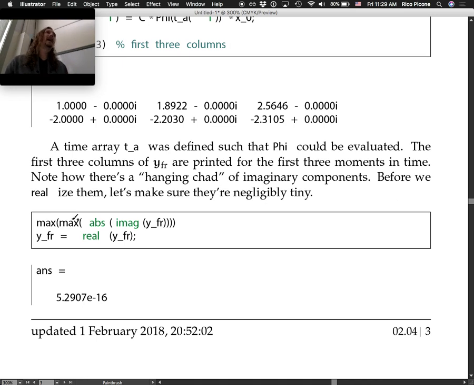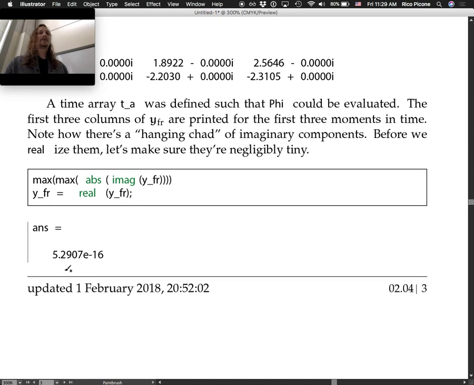So what the max function does is it chooses, in MATLAB, I don't even remember if it takes the first dimension or the second dimension by default, but it finds the maximum value in either a row or a column. And I don't even care which one comes first, because I'm going to take the maximum of those. I'm going to find the maximum absolute value of an imaginary number in the entire array. And I'm going to print it out. And it's 5 times 10 to the negative 16. So it's super small. And so we can reasonably discard the imaginary part.